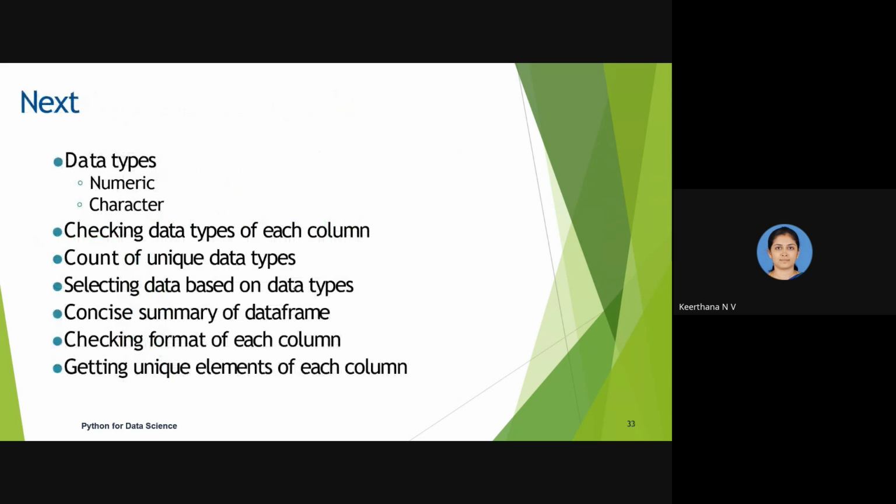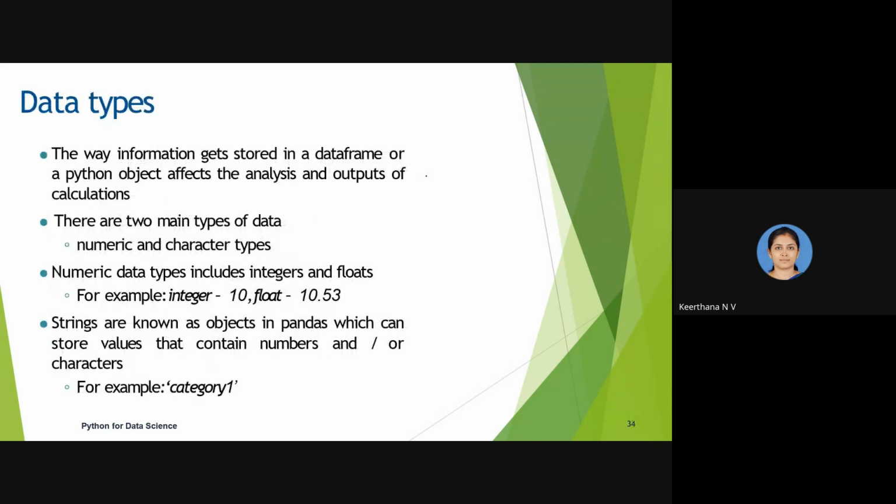Next we are going to deal with numeric data types and character data types, how to check the data type of each column, how to count the unique number of data types, and selecting the data. What are the data types available? As I said, there are two: numeric and character. Numeric deals with integer or float, and character deals with string type or characters.